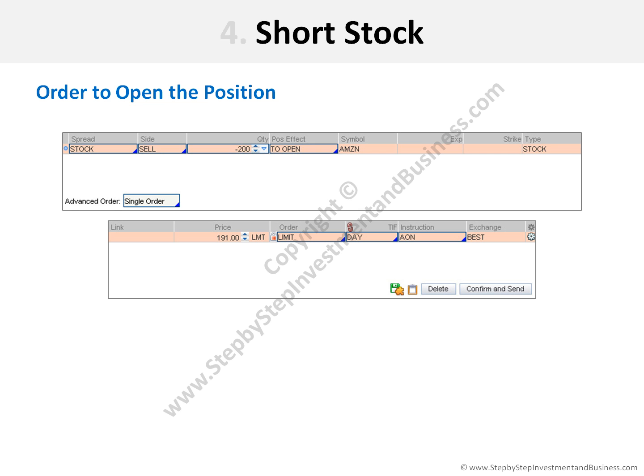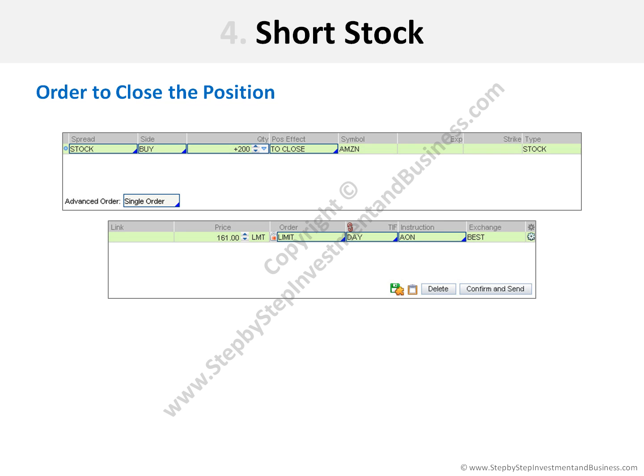In the Time in Force column, TIF, we select the option Day to indicate that we want the order to remain open only during the trading day. In the Instruction column, we select the specification All or None, AON, to indicate that we want the order to be executed only in its entirety and not partially. And in the Exchange column, we select the option Best to indicate that the routing of the order will be made automatically by the broker.